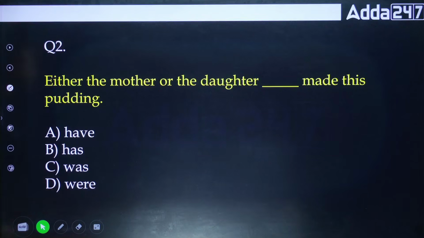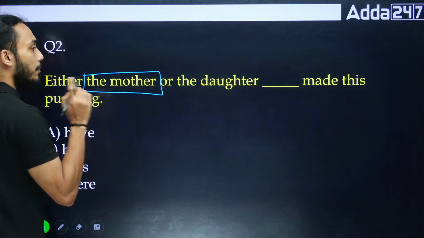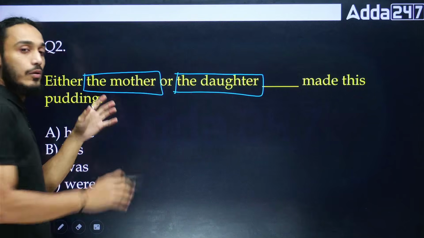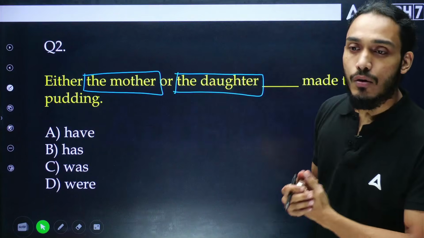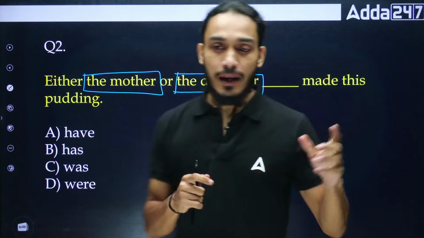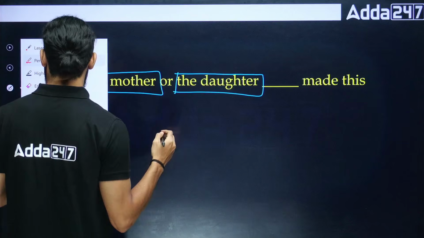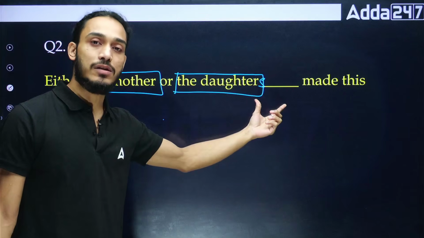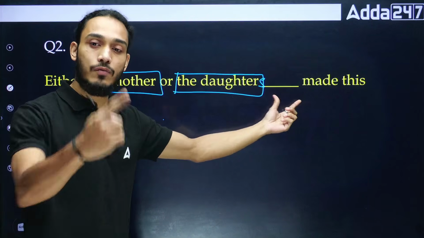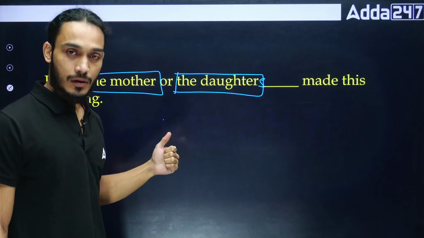Next one, next trick. Either the mother or the daughter dash made this pudding. In this kind of a situation, you will see that there are two subjects in the sentence. We are talking about the mother plus the focus is also on the daughter. Both of these are receiving equal focus in the sentence. So we want to talk about both the mother and the daughter, right? Now, in these kind of situations, when you are writing either this or that, you are mentioning two subjects. So I could have also written the daughters, right? What then? Now you have a singular subject, you also have a plural subject. Then you will be writing only one verb for both of them. How will you make the verb agree with both singular and plural at the same time? Right? That becomes a trick.